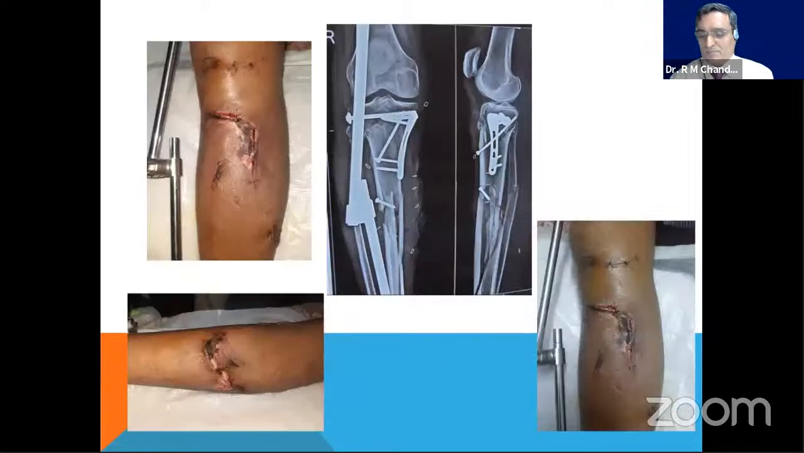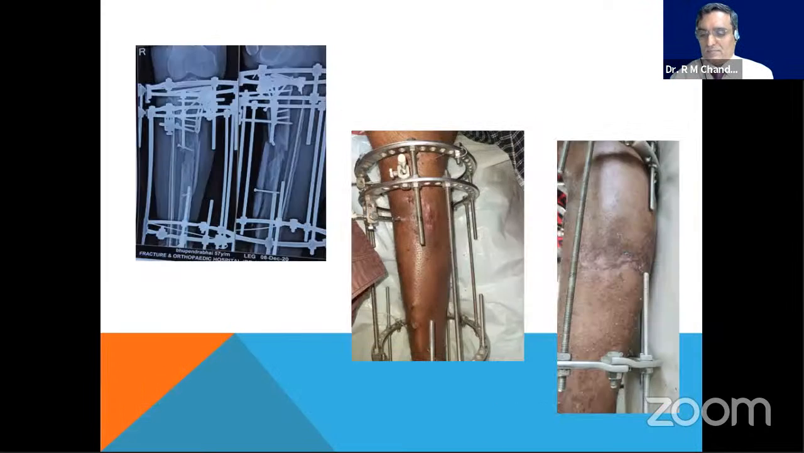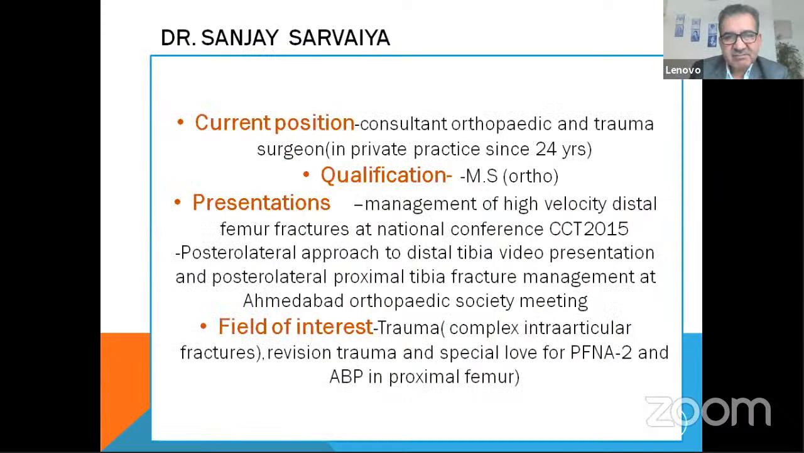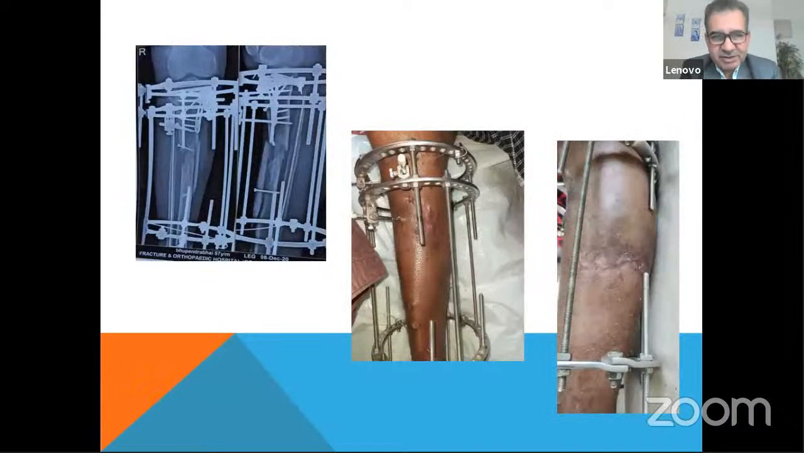Yeah. The fibula has given a very good stability. So in this case, the fibula wiring was done.